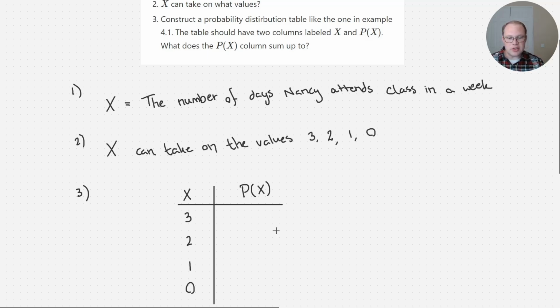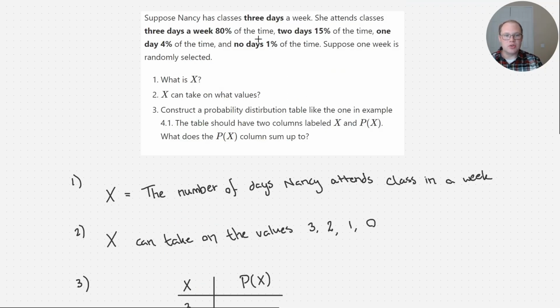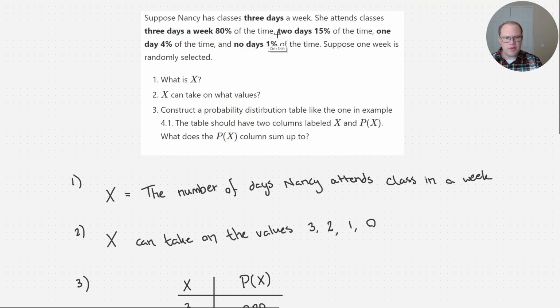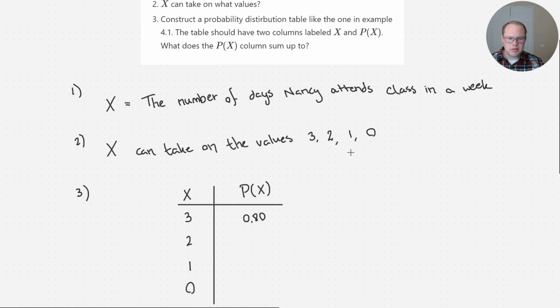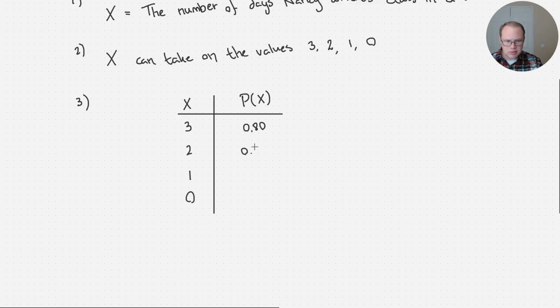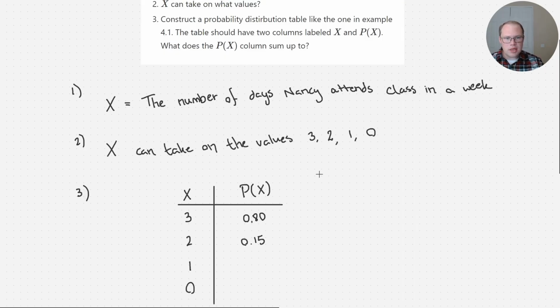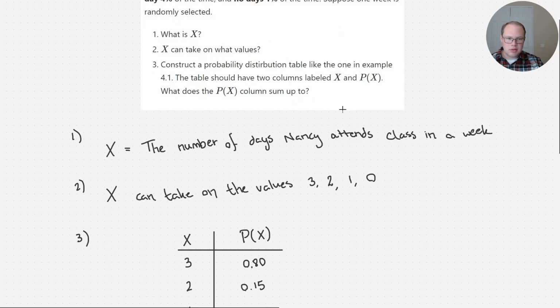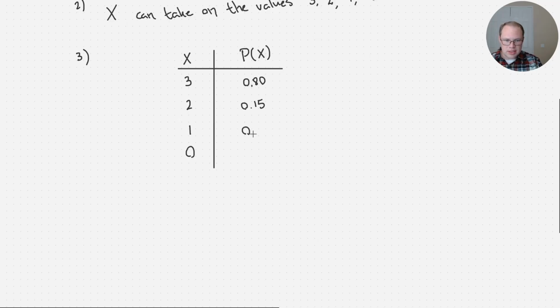The problem itself tells us what the probability of each case is. The probability that she attends 3 days a week is 80%. So as a decimal, that's 0.80. 2 days a week, 15%, 0.15. 1 day a week, that's 4%, and no days is 1%. So 4% as a decimal is 0.04, and 1% is 0.01.